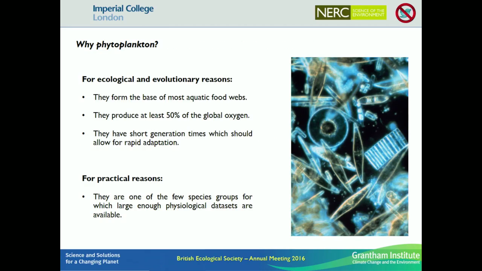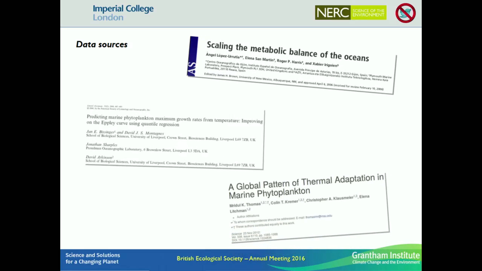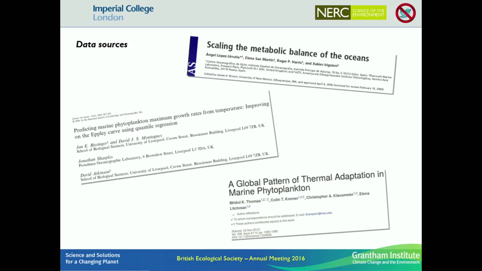Well, phytoplankton are very important from an ecological point of view, but they are also very good in that they have short generation times, which should, in theory, allow for rapid adaptation, and also for practical reasons, because to test this hypothesis, phytoplankton are one of the few species groups for which we have big enough physiological data sets. So my data come more or less from the literature.